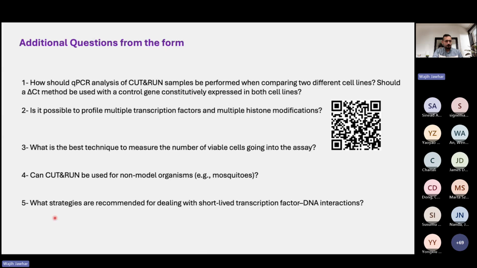And then again, for short-lived transcription factor DNA interactions, that's where you have to do some form of cross-linking. Some labs also prefer doing this on nuclei for TF interactions. With cross-linking, from my experience at least, we had better successes.